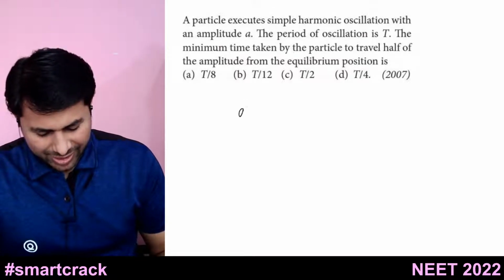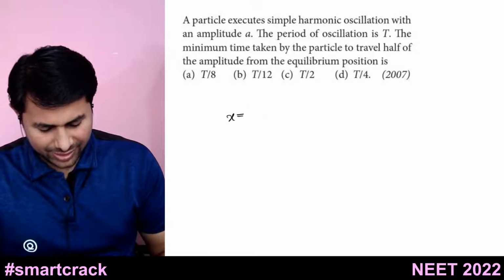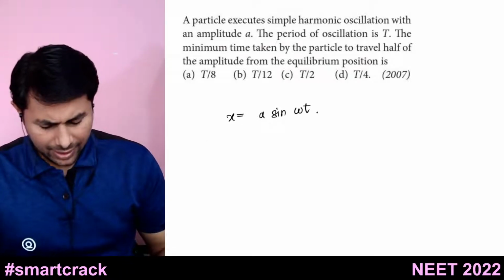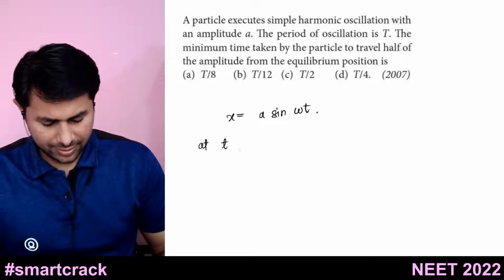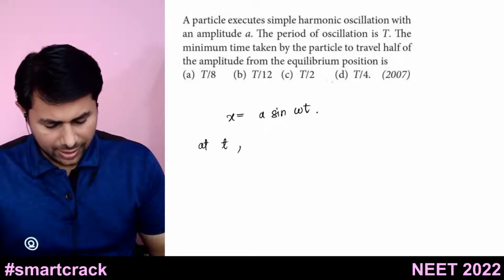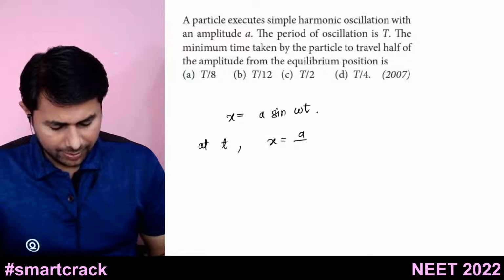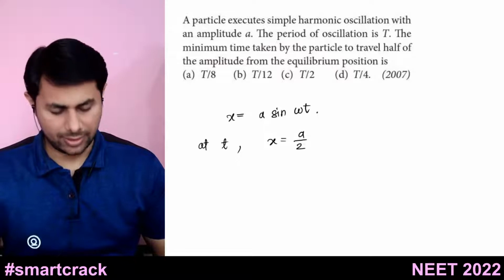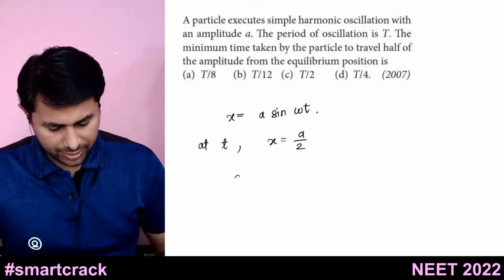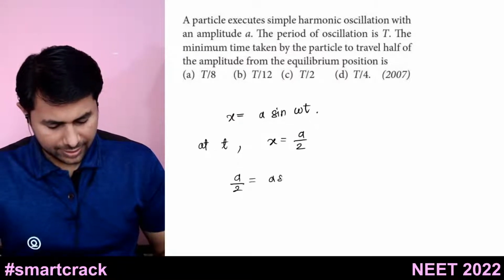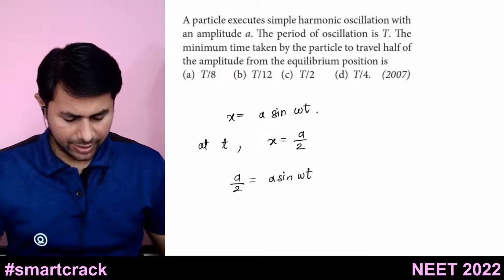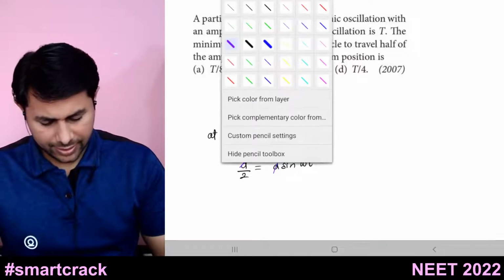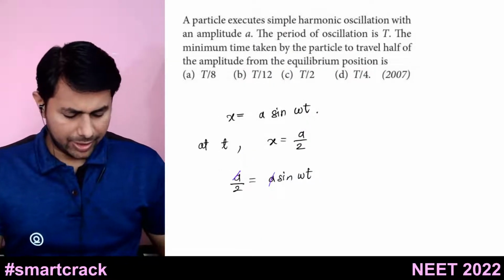So we have to use which equation? X is equal to A into sine of omega t, and at some time t, X is equal to A by 2. So the particle travels to half of the amplitude. We have to substitute that. So it is A by 2 equals A sine of omega t. A and A get cancelled out. So you get half equals sine of omega t.